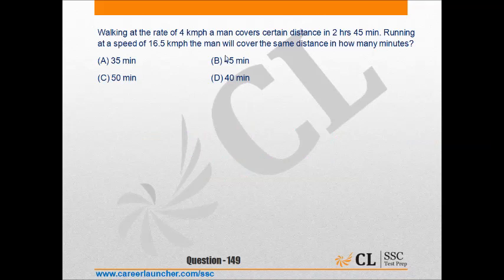Walking at the rate of 4 km per hour, a man covers a certain distance in 2 hours 45 minutes. So, distance is equal to speed into time. Distance is equal to 4 into 11 by 4, which is 11 km. If he walks at a speed of 16.5, then the time would be, time is equal to distance upon speed, then 11 upon 16.5, which is 2 by 3 hour or 40 minutes.